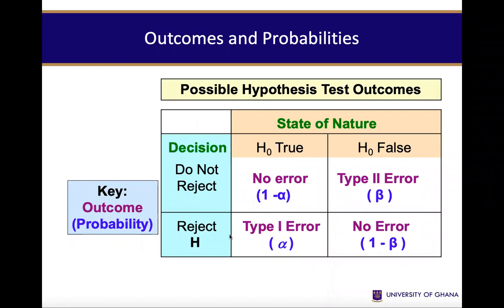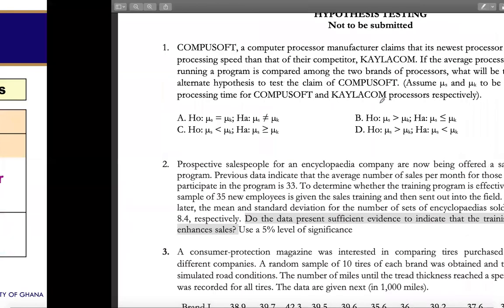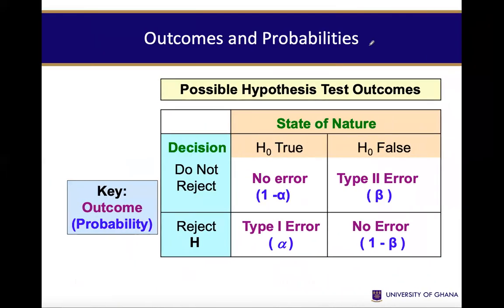Okay, so this is what I think we've done. Whether H0 is true or H0 is false, when you make a decision to reject or not to reject it, these are some of the things that you need to take note of. So you might have committed a type 1 error or you might have committed a type 2 error, depending on where you find yourself.